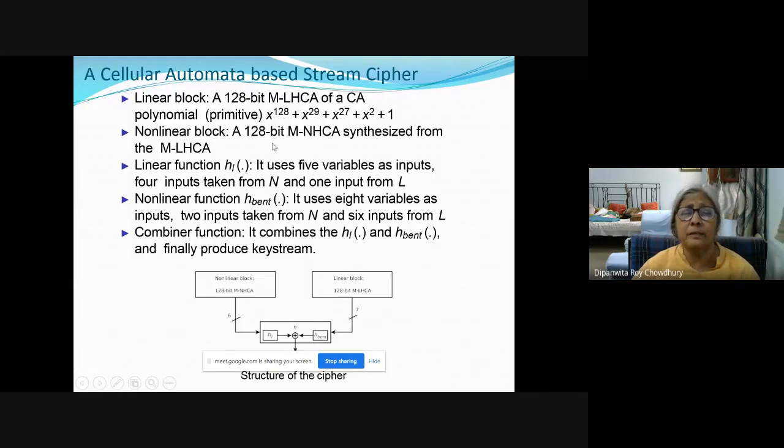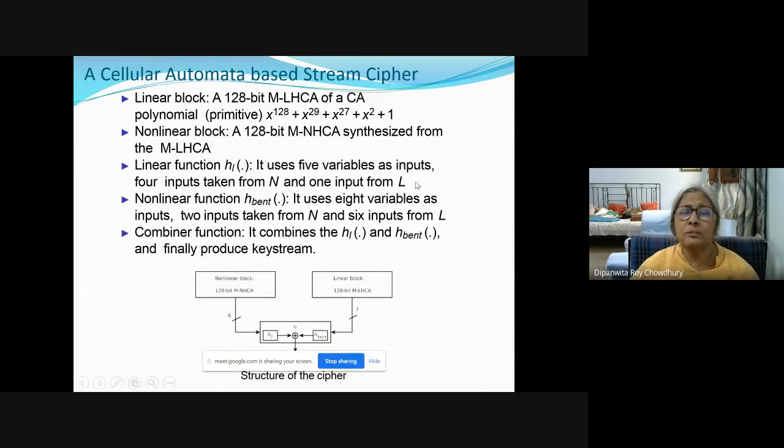Then the non-linear block we have taken. There is a lot of research on a 128-bit maximum length non-linear hybrid CA synthesized from the same linear CA we have taken. How we are getting this is another research, but I'm just giving the type of CA I'm taking. So we are taking one maximum length non-linear hybrid cellular automata. Now it is a linear function. Remember, in our combiner function there is one H_L and one bent function, H_bent.